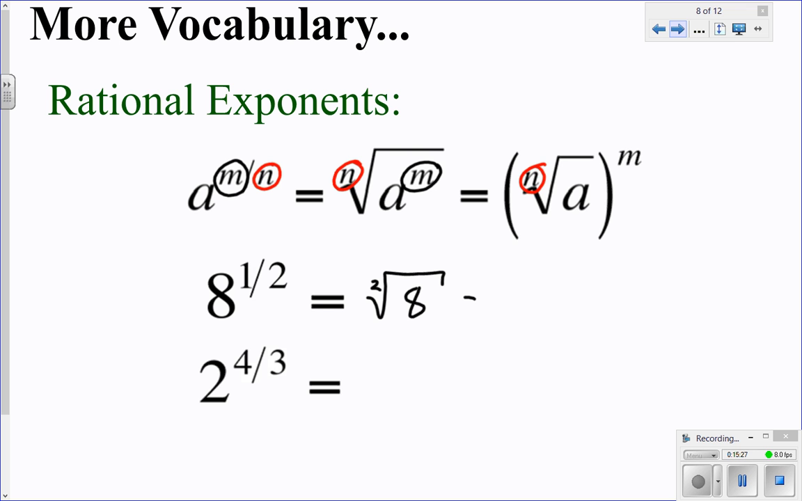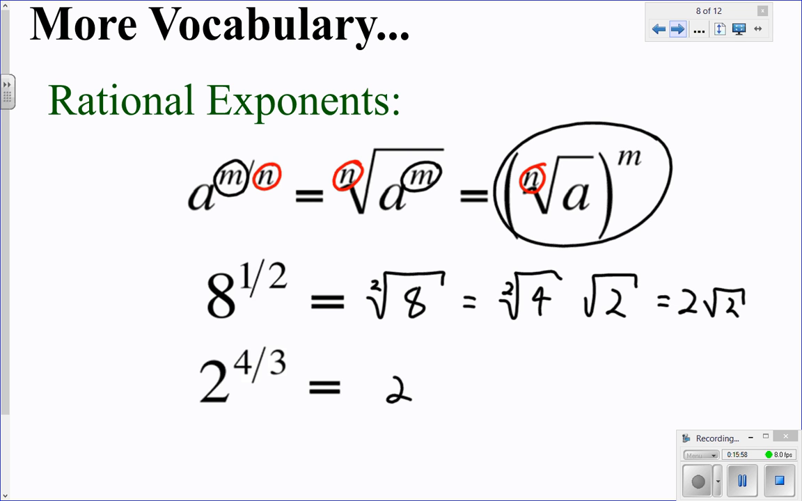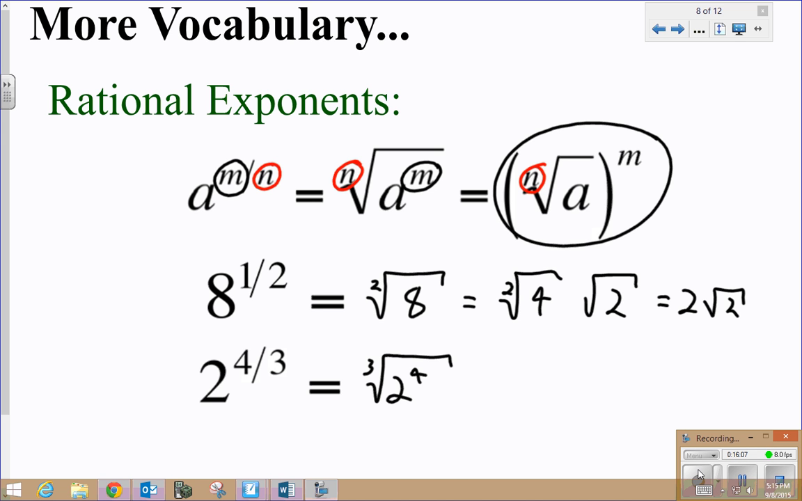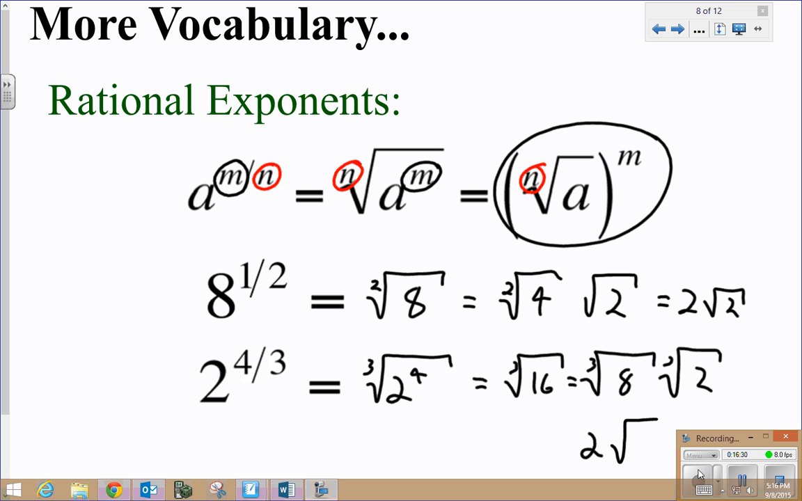of 8, which is equal to the square root of 2 times 4, times the square root of 2, which is all going to be 2 square roots of 2. Okay? And 2 to the 4/3, if I want to write this similar to this notation here, I'm going to get the cube root of 2 to the 4th. And I can simplify this by doing 2 to the 4th, which is 16. We get the cube root of 16, which can be written as the cube root of 8 times the cube root of 2. So this simplifies to 2 cube roots of 2.